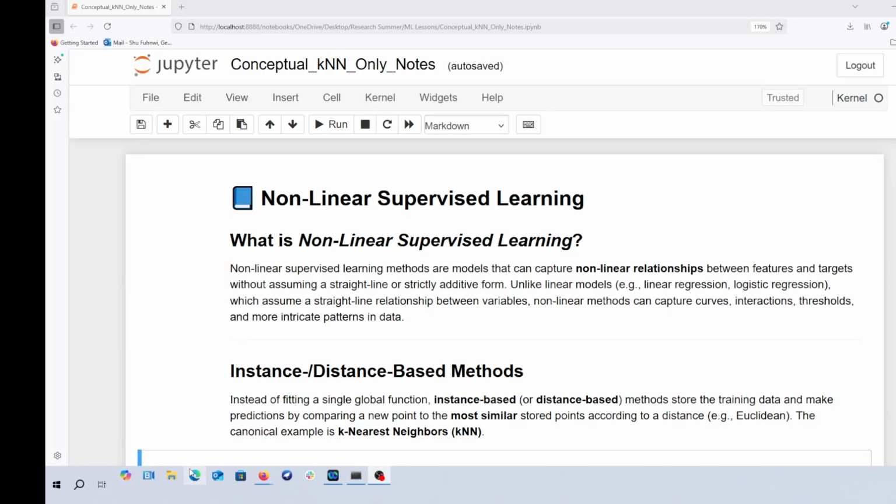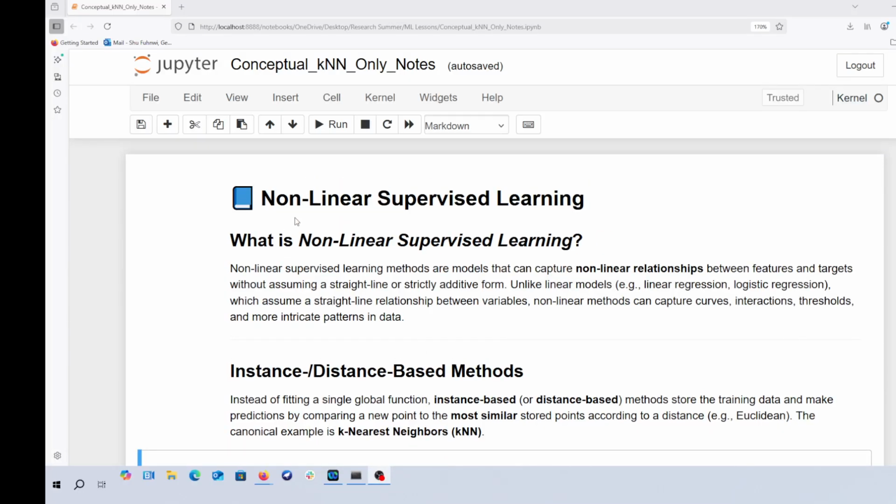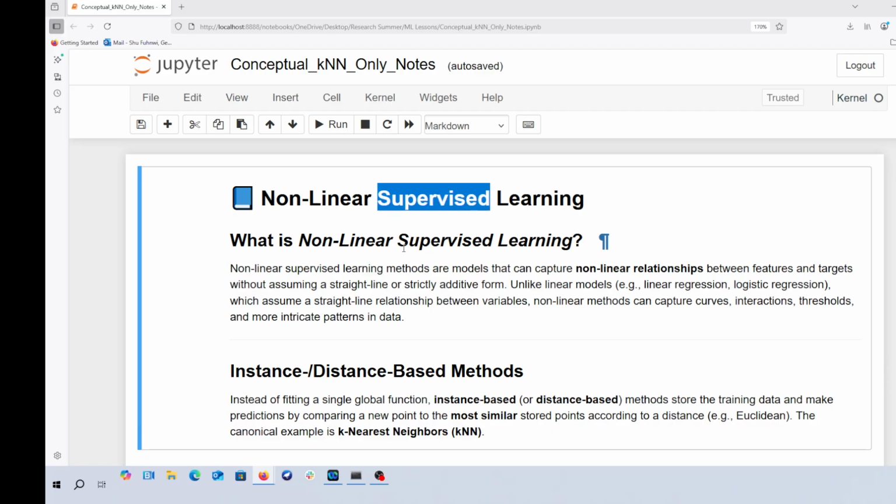Hello everyone again and welcome to machine learning tips. We did look at the linear types of supervised learning techniques. So today we will be looking at the non-linear aspect.